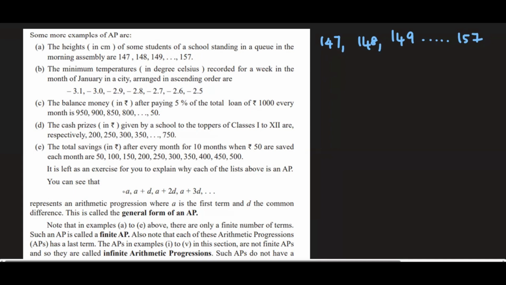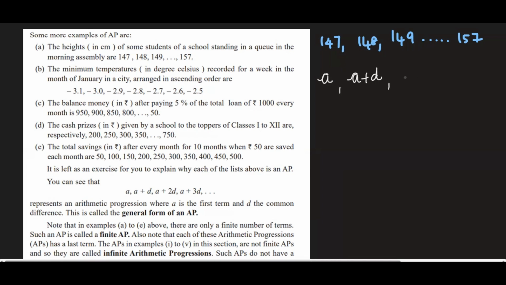What we are going to see now is something called the general form of an AP. If we know what a is and what d is, we will be able to form the general form of an AP. How? The first term is always called a. Now how do I get the second term? I am adding the common difference, so the second term will be a plus d.